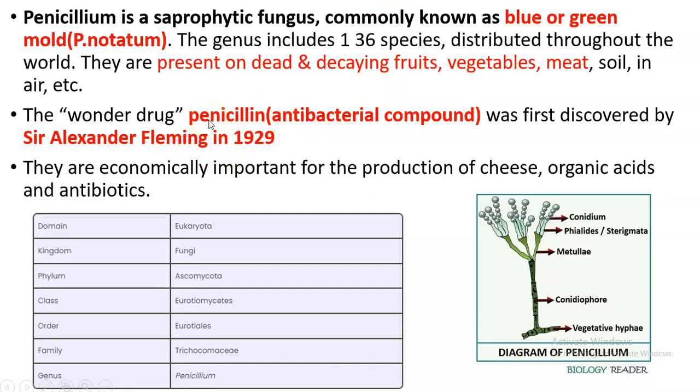And the wonder drug penicillin, as an antibacterial compound, was extracted by Sir Alexander Fleming in 1929 from Penicillium species. They are also economically important for the production of cheese, organic acids, antibiotics, etc. Then under the systematic position, we have to know that it belongs to domain Eukaryota, then kingdom Fungi or Mycota, phylum Ascomycota, obviously, class Eurotiomycetes, order Eurotiales, family Trichocomaceae, genus Penicillium.